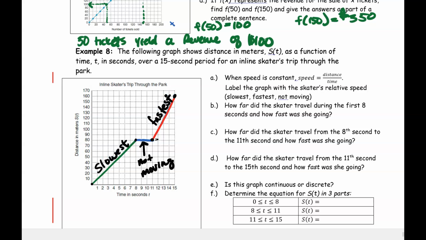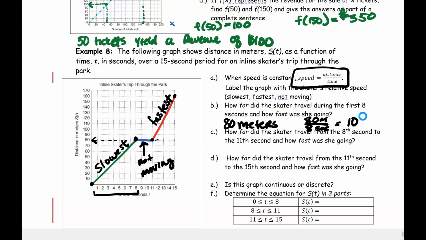How far did the skater travel during the first 8 seconds, and how fast is she going? So starting from 0 to 8 seconds, it looks like she went 80 meters. And if we want to know how fast, we're going to use this formula, distance divided by time. So she went 80 meters in, looking at the bottom, 8 seconds. 80 divided by 8 is 10, and then the rate is going to be meters over second, because that's how I divided. The meters were on top, seconds on bottom. So she was going 10 meters per second.